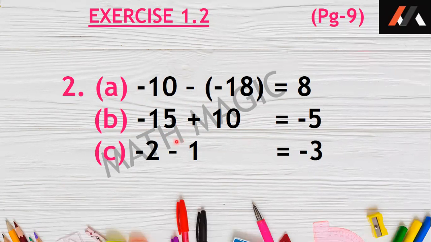C. A negative integer and a positive integer, their difference should give negative 3. So I have taken a negative integer minus 2 and a positive integer 1. Now I have to find their difference. So I subtract, minus 2 minus 1. This will be minus 2 plus minus 1, which is equal to minus 3.